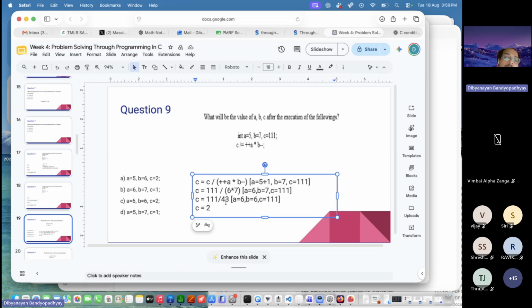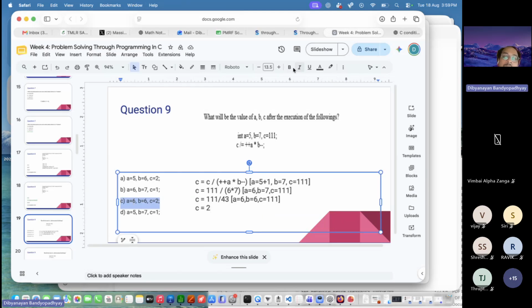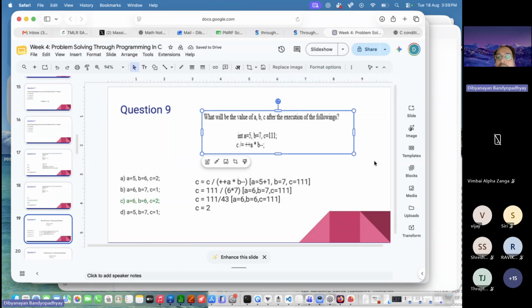So there will be no decimal division for integer numbers. That is why the value of C will be 2. Whatever the values of A and B are, they are 6 and 6. So A is 6, B is 6, and C is 2. So the third option is correct. This is how the operations are performed. Any doubt?